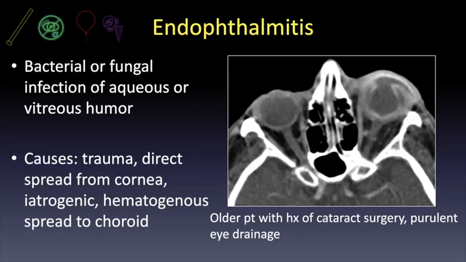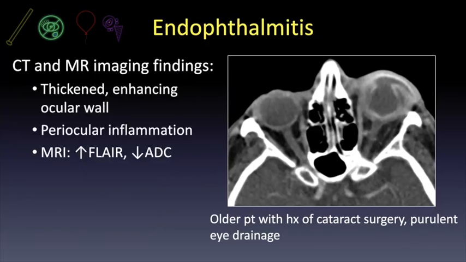Next, we'll be discussing painful visual loss due to ocular infection known as endophthalmitis. This is bacterial or fungal infection of the aqueous and vitreous humor. Imaging findings include thickening and enhancement of the ocular wall and periocular inflammation. MRI may show abnormal signal within the globe on FLAIR and DWI.